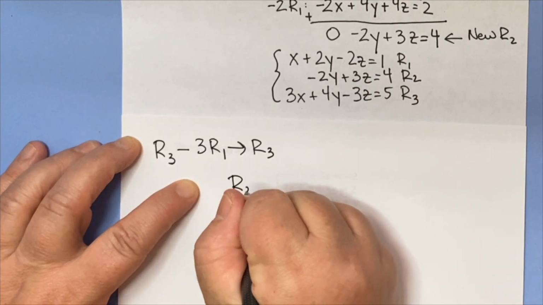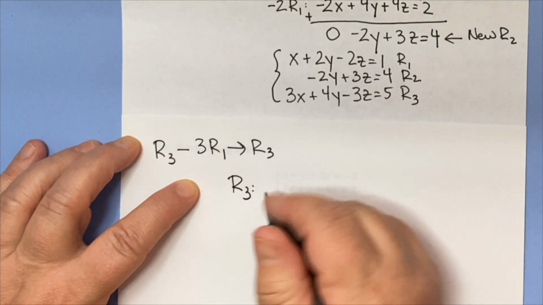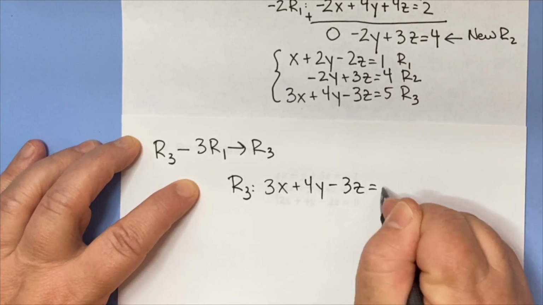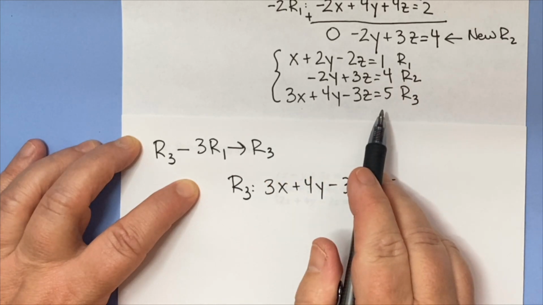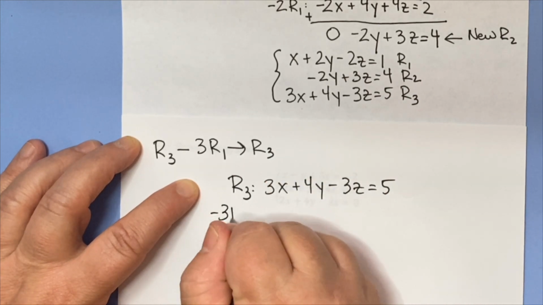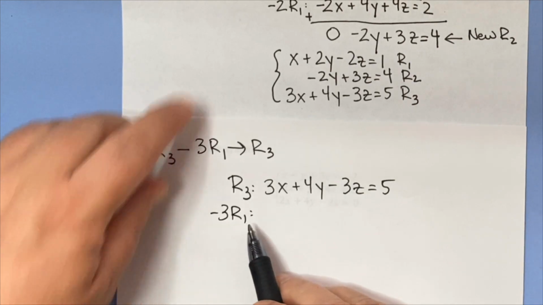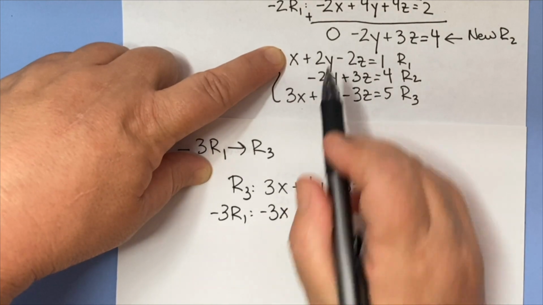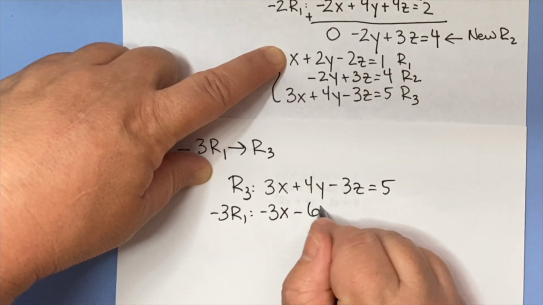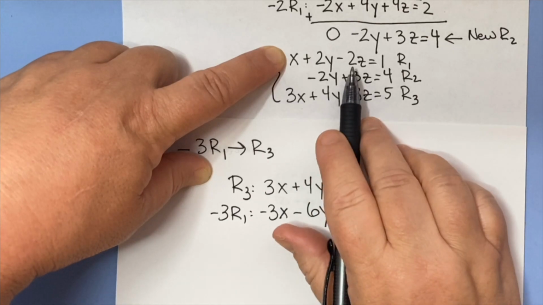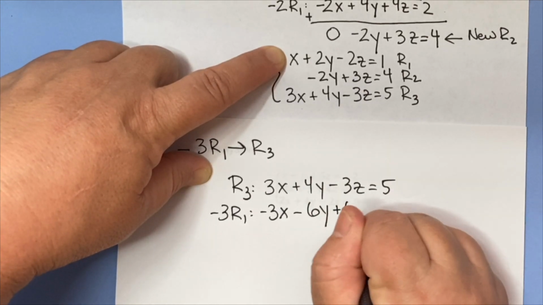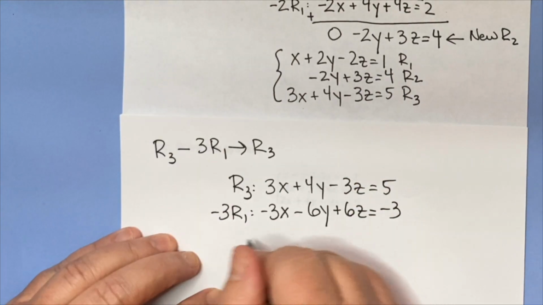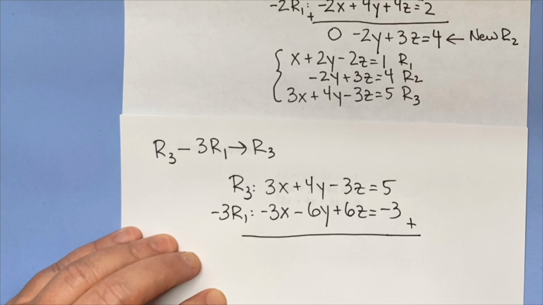So row 3 is 3x plus 4y minus 3z equals 5. That's this one down there. And then I want -3 times row 1. Row 1 is this one. So I have x, and I'm going to get -3x. -3 times 2y is -6y. -3 times -2z is plus 6z. And -3 times 1 is -3. And then I'm going to add it all together.